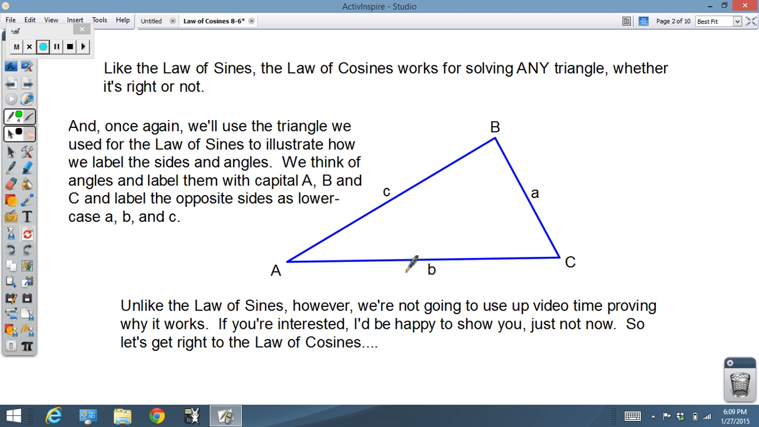Alright, so we're going to use the same kind of picture, same kind of designation. Okay, unlike the last unit though, I'm not going to use up time this time proving it. I'd be happy to show you if you're interested, but let's do that at a time other than here. So let's get right to the law of cosines.